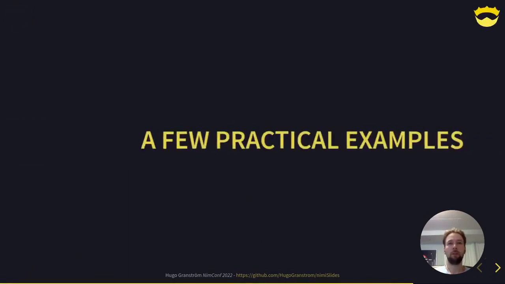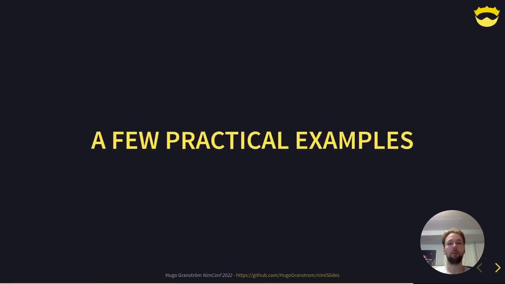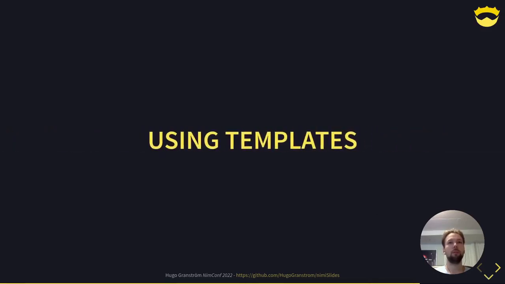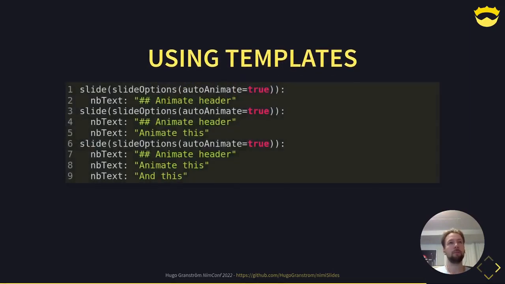And now let's look at a few practical examples that I talked about before. The first one is the use of templates. And something that you might have noticed is that a few of the template calls are quite verbose, but templates can allow us to simplify them. And here we have an example of using Auto-animate.